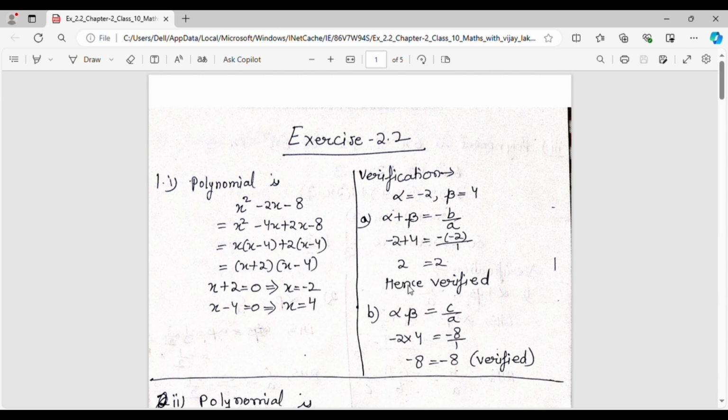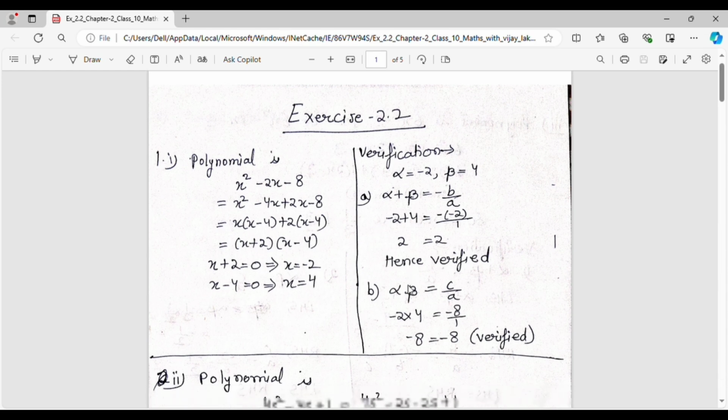Similarly, for the second relation, it would be alpha into beta is equal to c upon a. In this we will take the product of the zeros, and the constant term divided by the coefficient of x square, which we will get as minus 8. Hence the second relation is also verified.